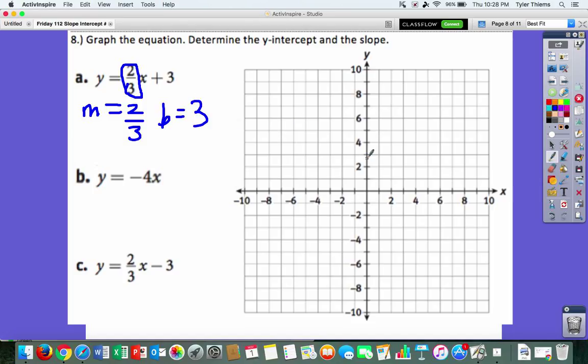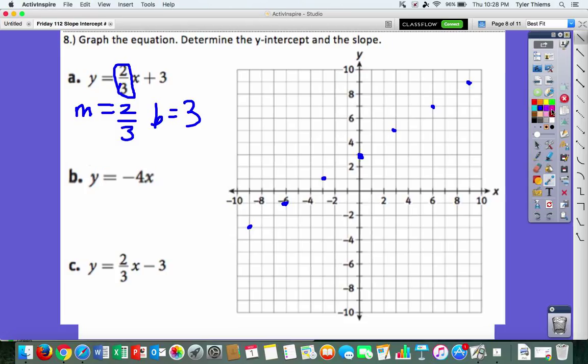Let's start at our y-intercept, which is 3 right here. Now we're going to rise 2, run 3. Put a point. Rise 2, run 3. Put a point. Go back to where you started from. Go down 2, left 3. Make your point. Make your line that goes through all of your points. It should form a straight line.